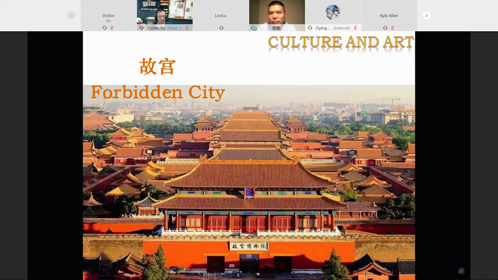I'm not quite sure. Could it be that there's a lot of buildings there? Yeah, thanks. Because there are a lot of buildings. It's so huge, so massive. It's as big as a city. That's right. Forbidden. Ordinary people, you are forbidden to go in there. It's only for royal families, for emperors. So it's called Forbidden City.